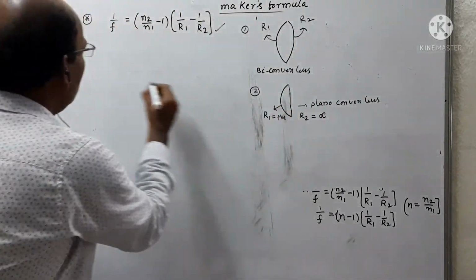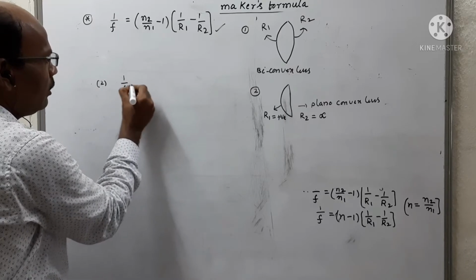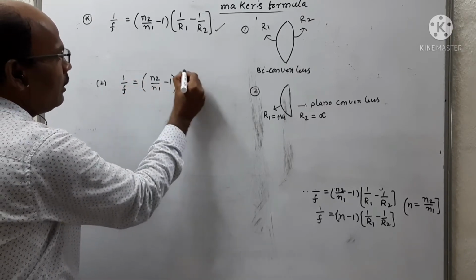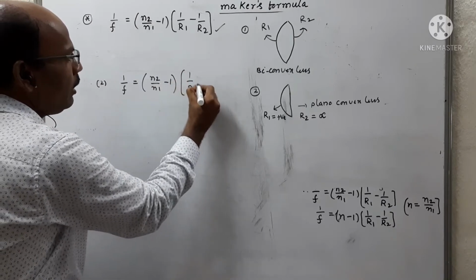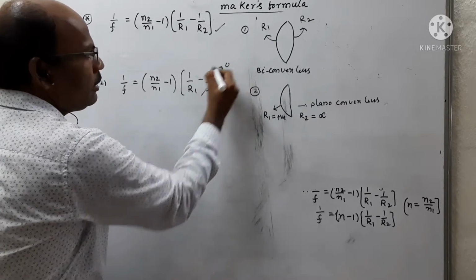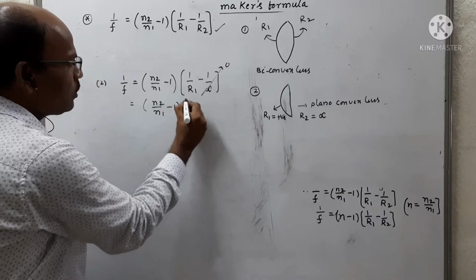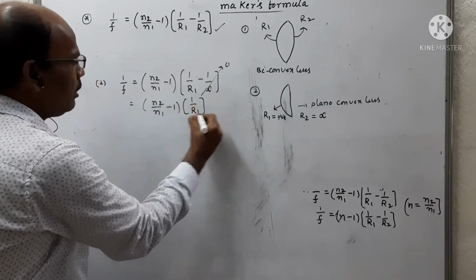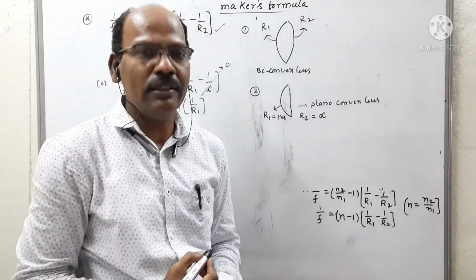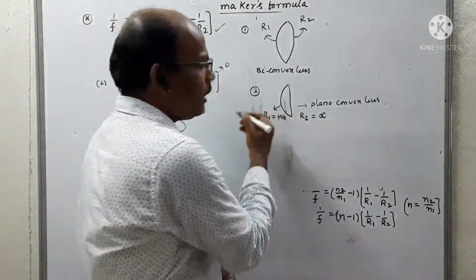So in this situation, what is the modification of focal length? 1 by f is equal to n2 by n1 minus 1 into 1 by R1 minus 1 by infinity. But 1 by infinity is 0. Finally we get n2 by n1 minus 1 into 1 by R1. So this is the plano convex lens when the curved refracting surface is facing towards the incident medium.